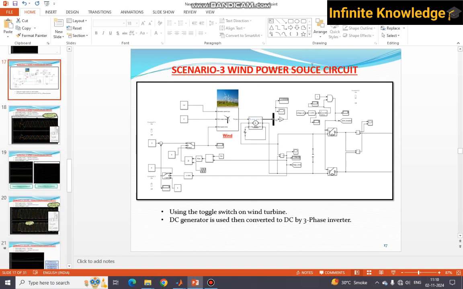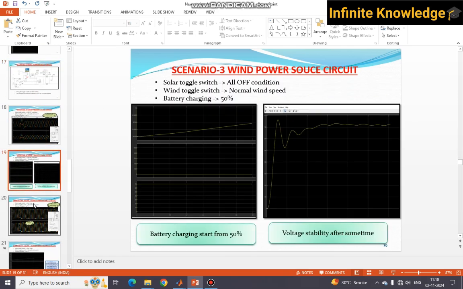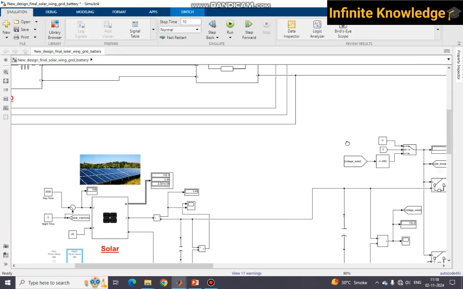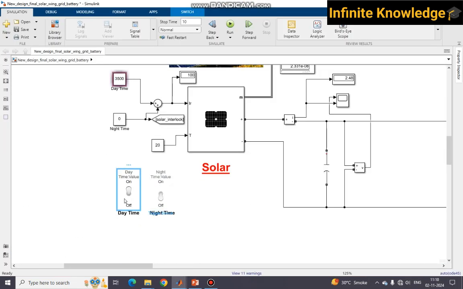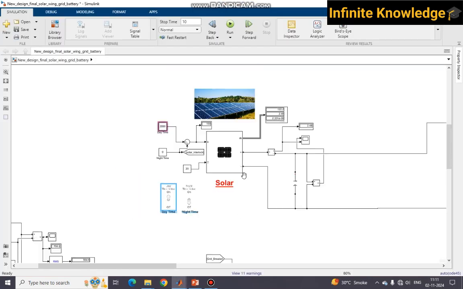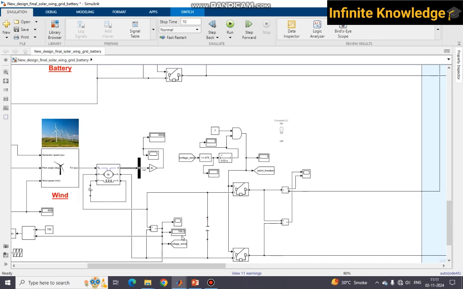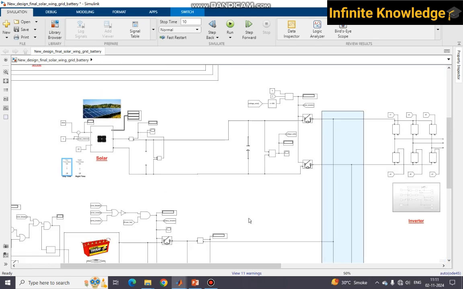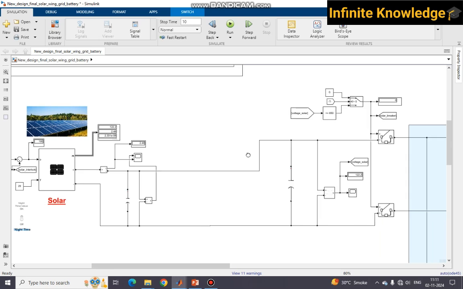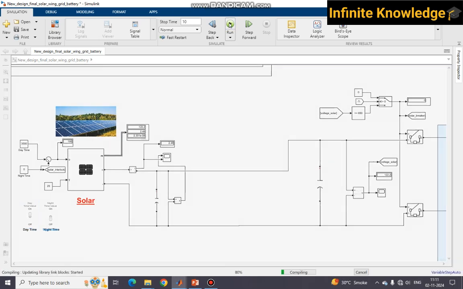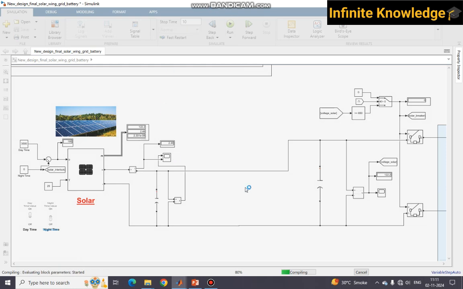Then only wind power is available and wind is totally paid, and we have already checked this PID waveform also. Now the fourth scenario is solar, meaning solar in the daytime. Solar switch on, in the daytime, and normal wind speed. Both switches are on. It means normal wind speed and normal voltage, and the supply is also fed by the wind. Now this breaker is also in the closed condition. Sorry, the simulation is in the hold condition.